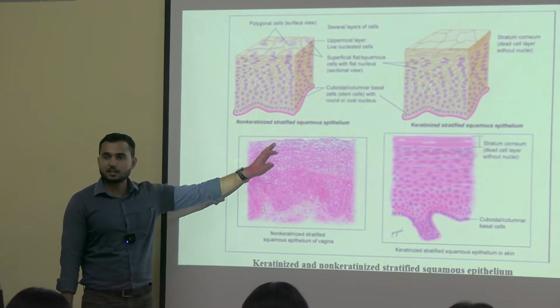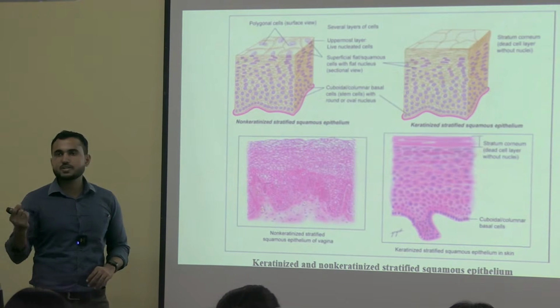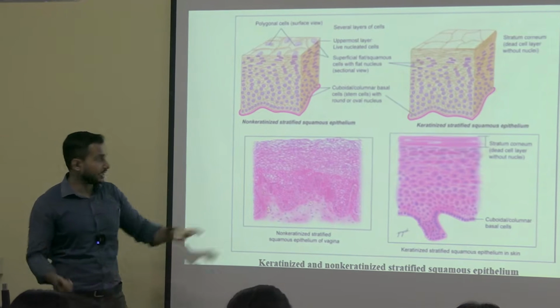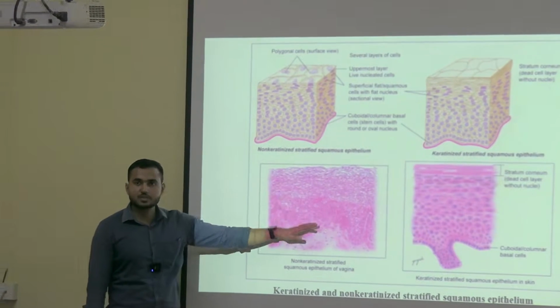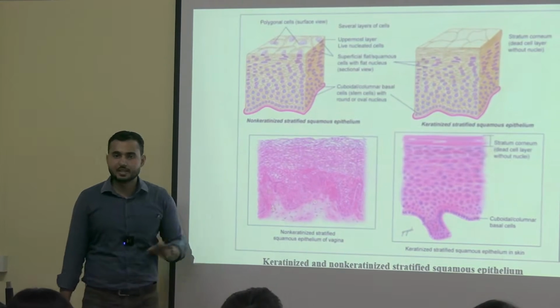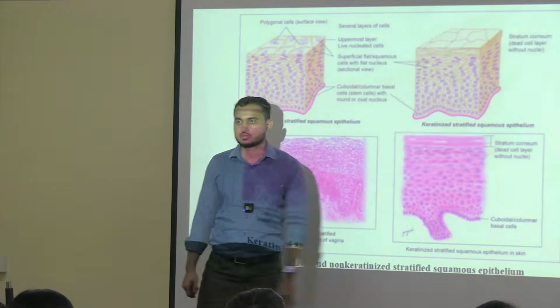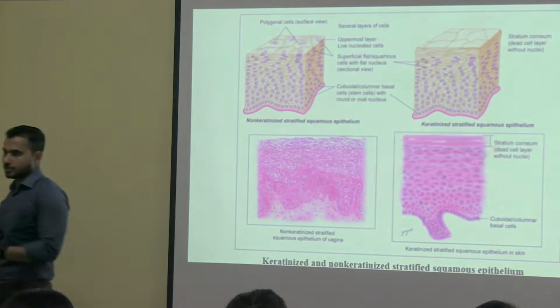You have to check whether the cellular organelles, for example the nucleus, can be seen or not. अगर nucleus दिखाई देता है on the surface, that means it is non-keratinized. अगर नहीं दिखाई दे रहा है, that means it is keratinized, where you can see the keratin protein is present. This is how the differentiation can be done.